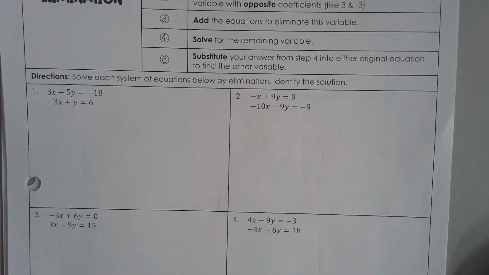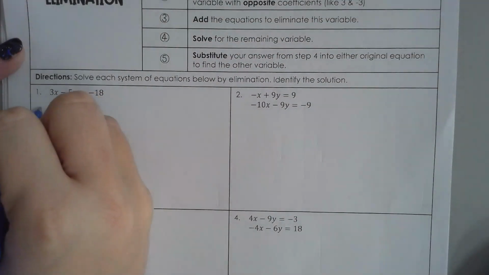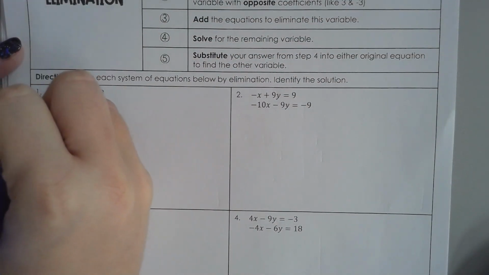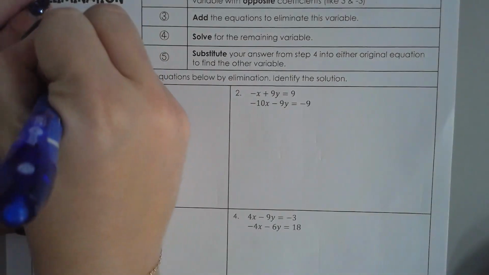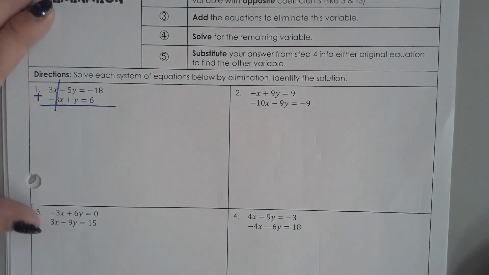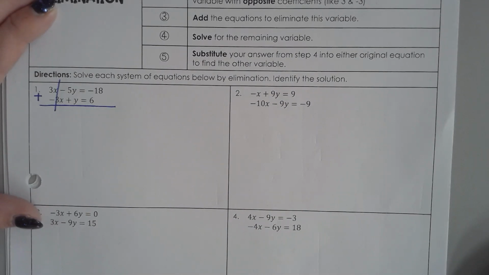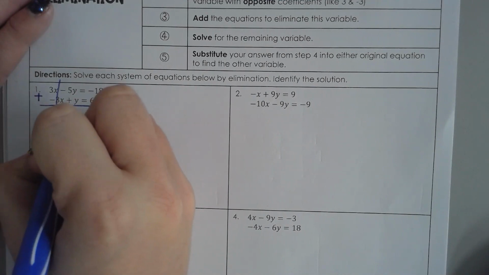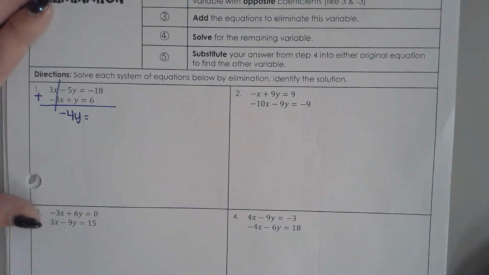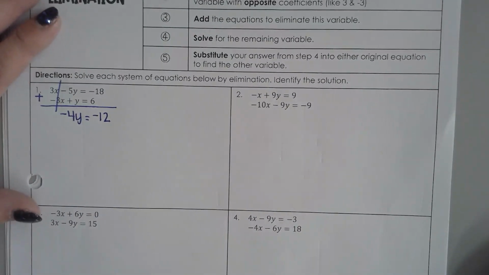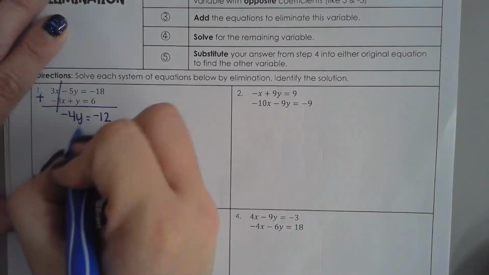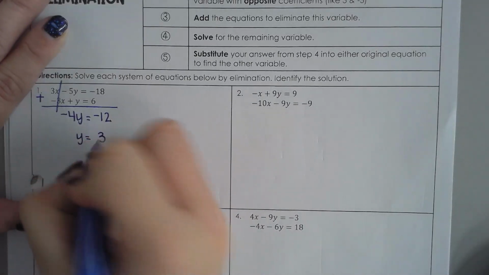And so what we're going to do is we are basically going to be adding straight down. And when I add straight down, 3x plus negative 3x is 0x. So I can eliminate those. What's negative 5y plus y? Negative 4y. What's negative 18 plus 6? Negative 12. And then what am I going to do to solve for y? 5 and negative 4. Which equals 3.